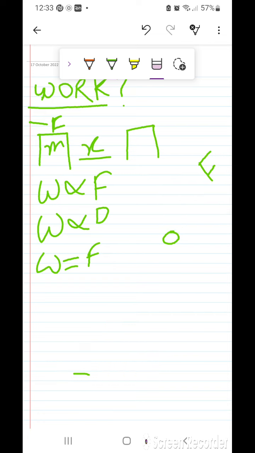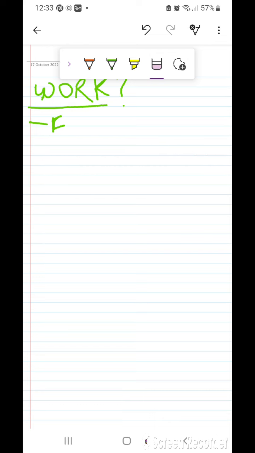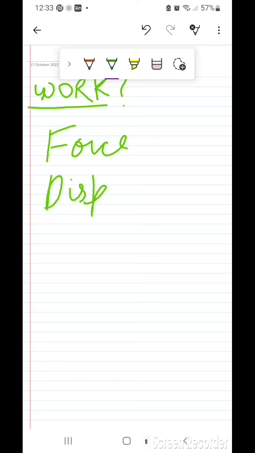There is one more angle of work, that is, which factors work depends on. Like in the example of the almirah, the work depended on the force and the work depended on the displacement. These two were the factors.